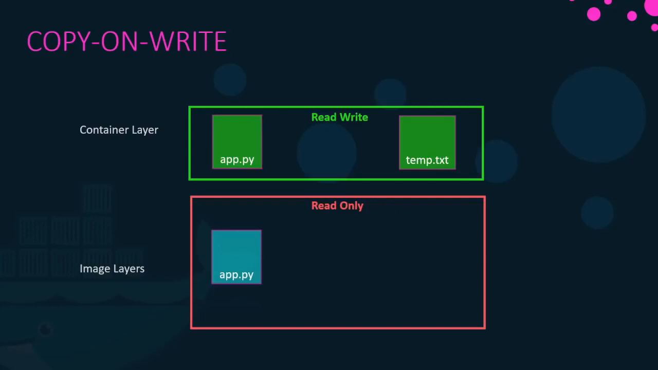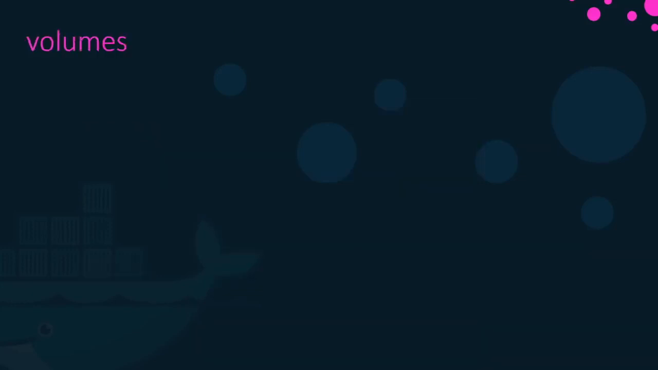The image layer being read-only just means that the files in these layers will not be modified in the image itself. So the image will remain the same all the time until you rebuild the image using the docker build command. What happens when we get rid of the container? All of the data that was stored in the container layer also gets deleted. The change we made to the app.py and the new temp file we created will also get removed.